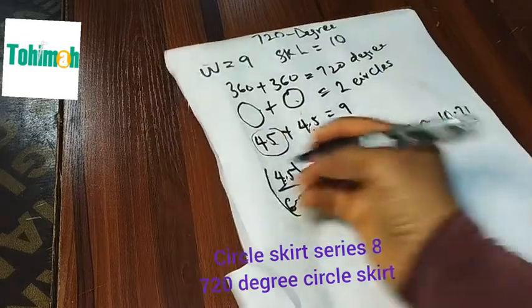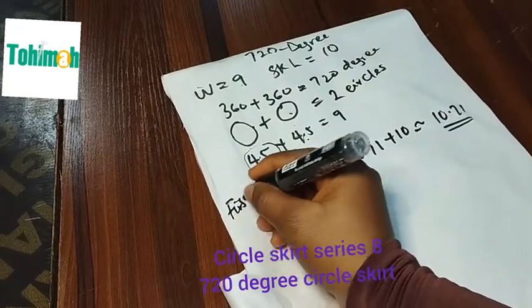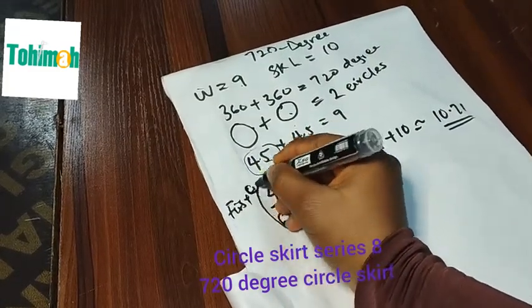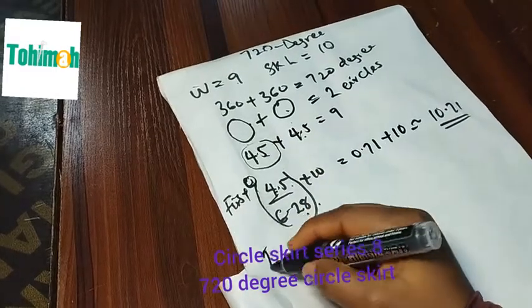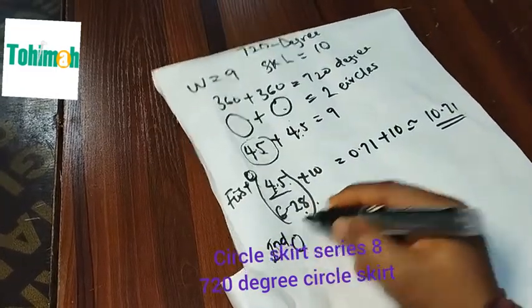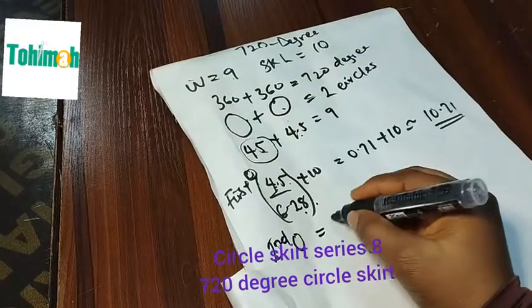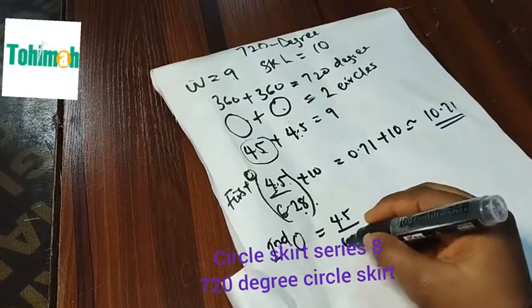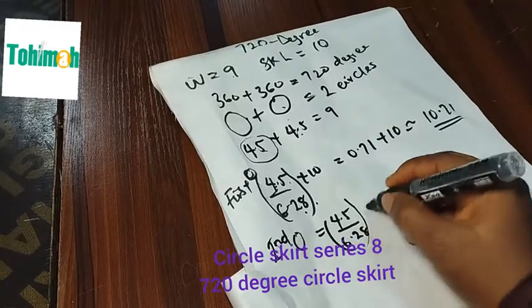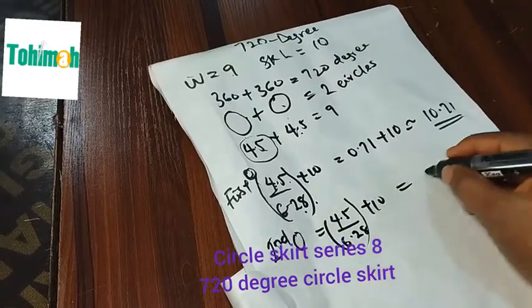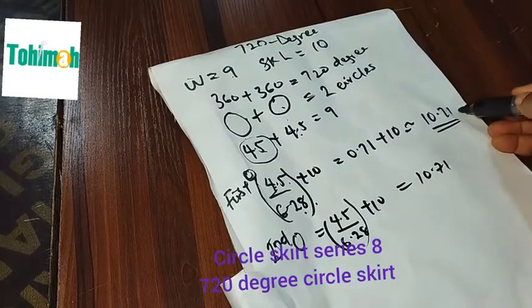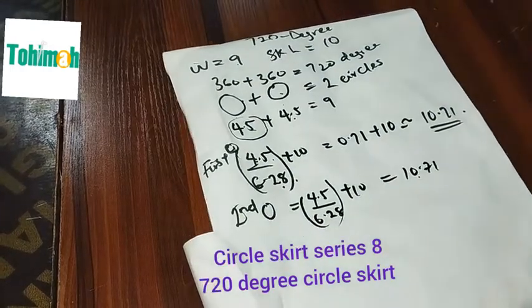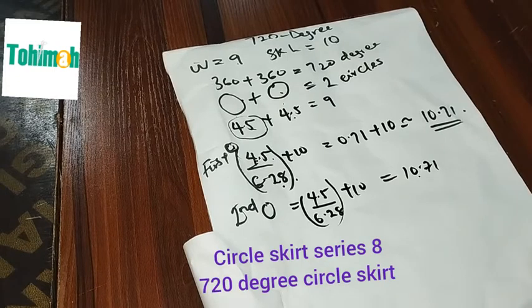So this is our first circle. Now the second circle is still going to follow the same procedure, which is this 4.5 here divided by 6.28 plus 10. All together we have 10.71. So we are going to have this first, then we do the next one. It's still going to be the same process, the same procedure, all right? And you just follow the procedure very well.